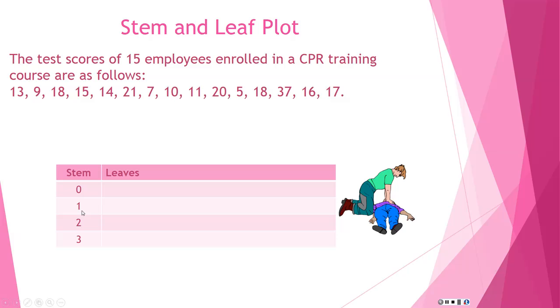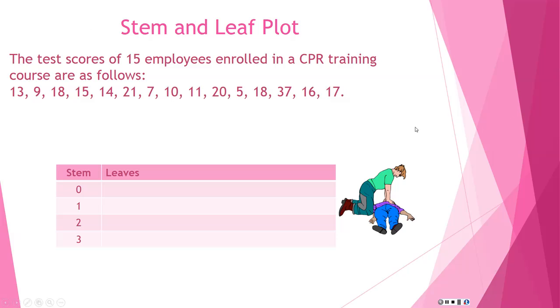But then some of the data have 1 as their tens digit, like 13, 18, 14, 15, and so forth. Then we have some numbers that are in the 20s. They have a 2 for their tens digit. And then we have some numbers, actually only one, that has a 3. Okay? So what we do then is the leaves are the numbers in the ones place.